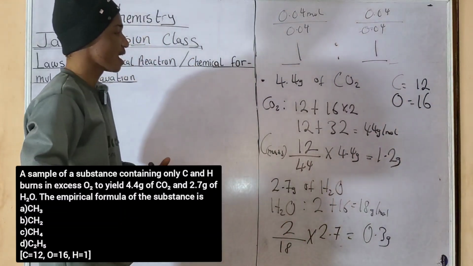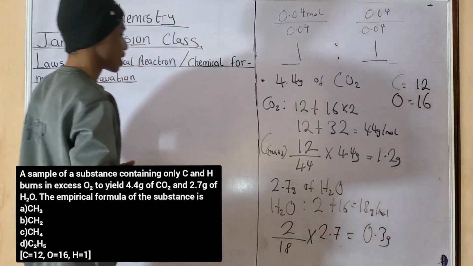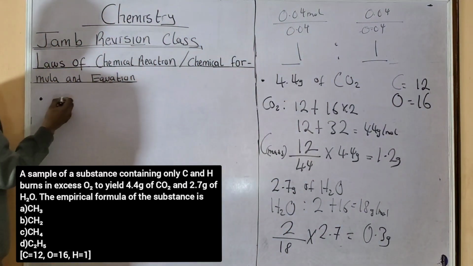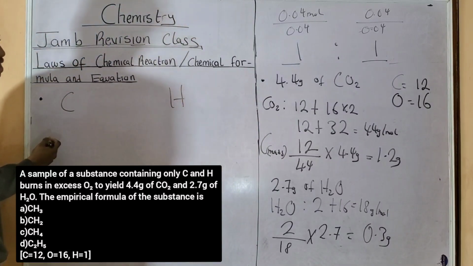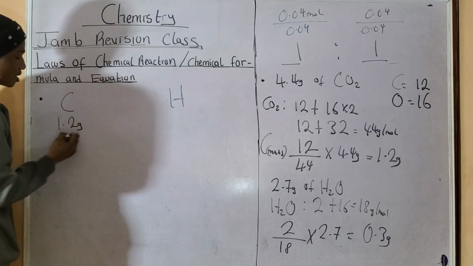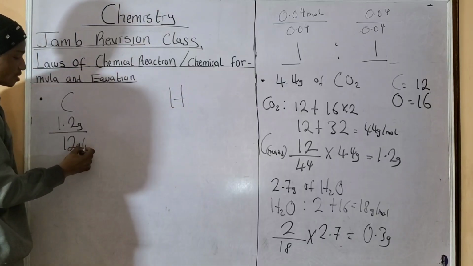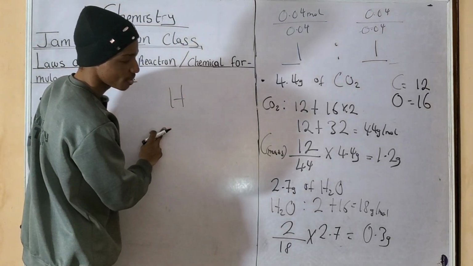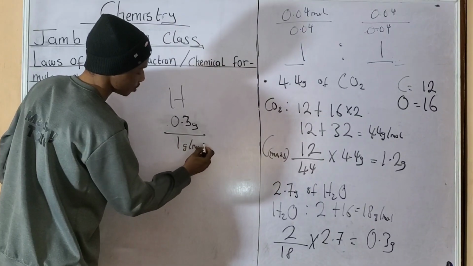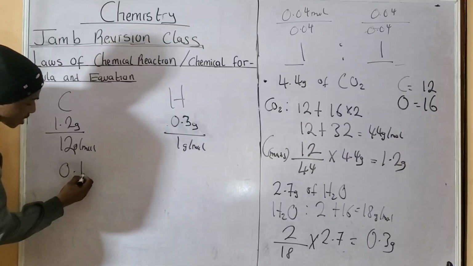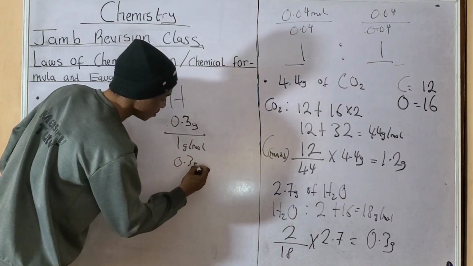So having gotten the mass of carbon in CO2 and the mass of hydrogen in H2O, we can now proceed to calculate the moles. The mole is mass over molar mass. For carbon, it is 1.2 gram over the molar mass, which is 12. That of hydrogen will be 0.3 gram over the molar mass, that is 1 gram per mole. Here, for carbon, I'm going to have 0.1 mole, and for hydrogen, 0.3 mole.